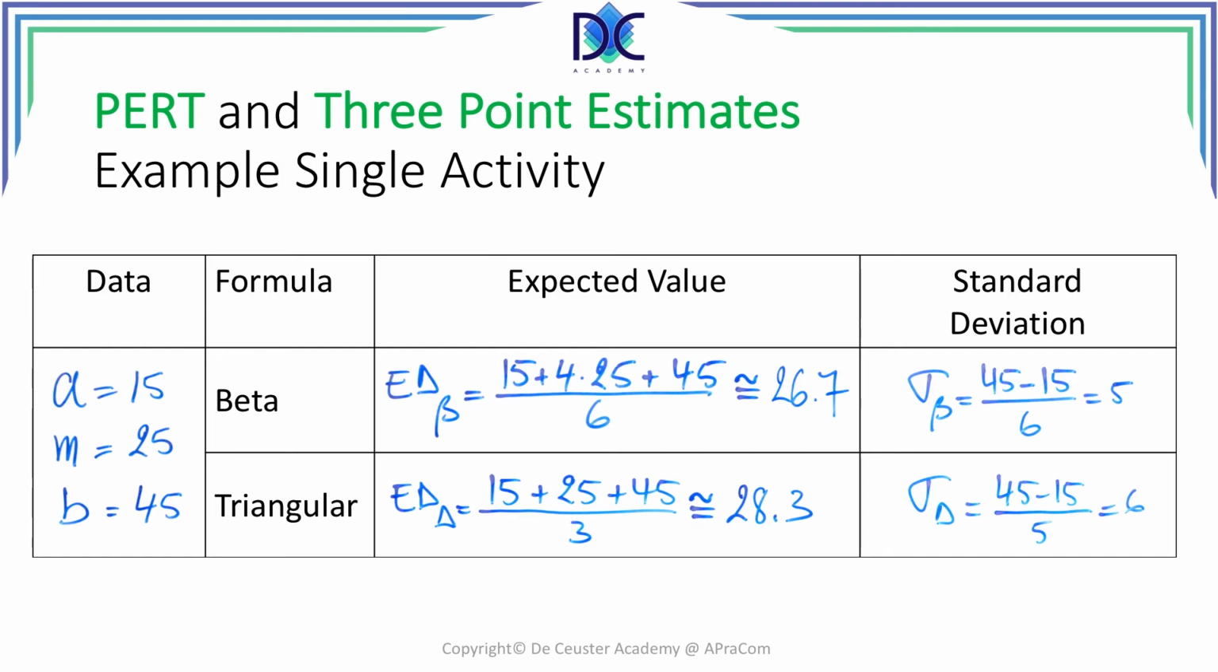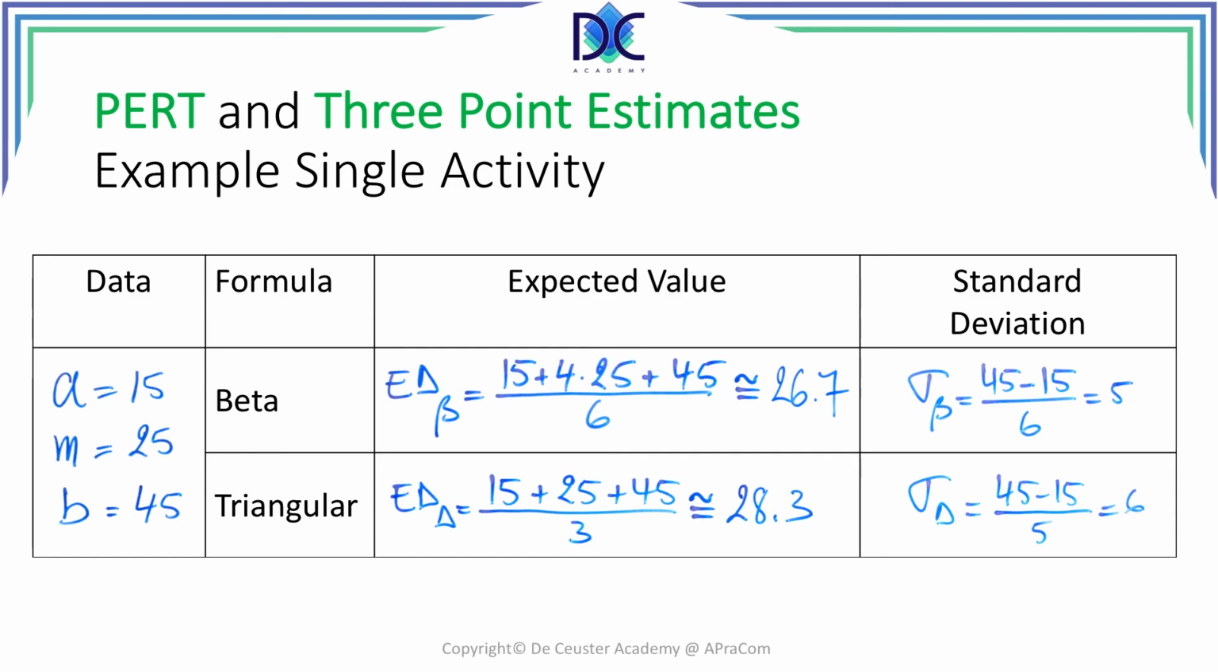And when we compare the results, what do we see? Well, the triangular distribution is a little bit more negative than the beta distribution. Instead of having an expected duration of 26.7, the triangular distribution gives you 28.3, which is about 5% longer than the beta distribution. And the standard deviation in this case is also 20% more, so we have a higher standard deviation and a bigger variability.